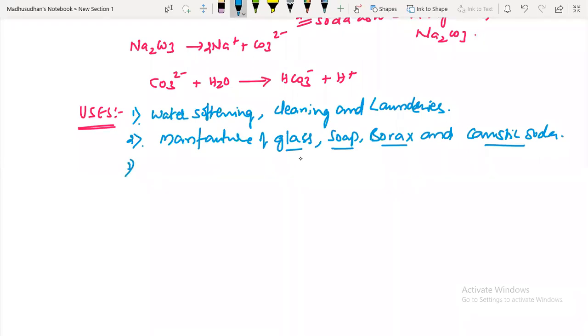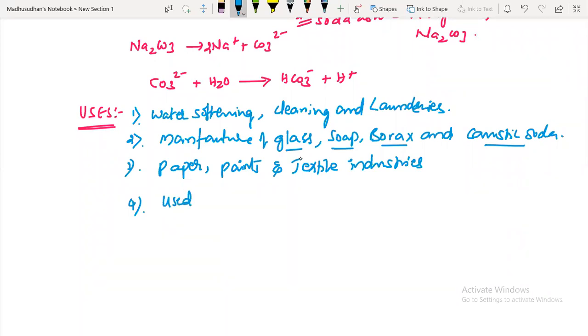This is also used in the paper, paints, and textile industries. Sodium carbonate is used in the paper industry, paints industry, and even in the textile industry. And it is an important reagent. It is used as a reagent in qualitative and quantitative analysis.